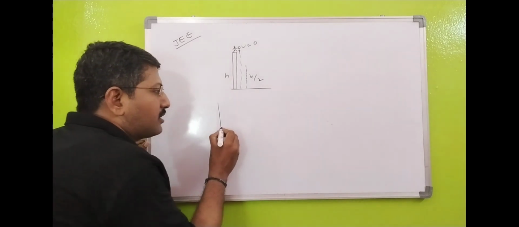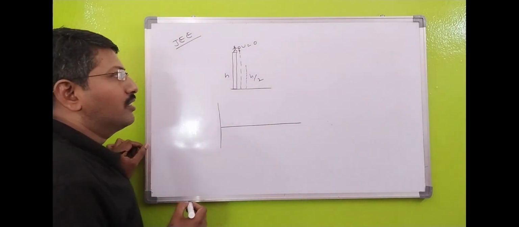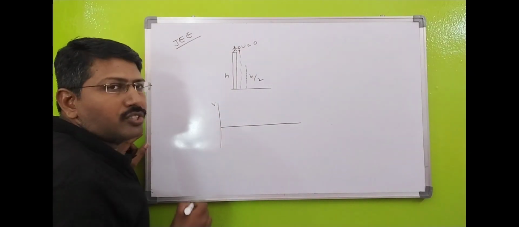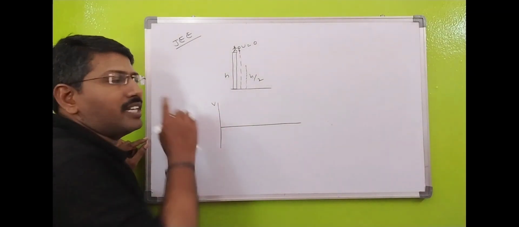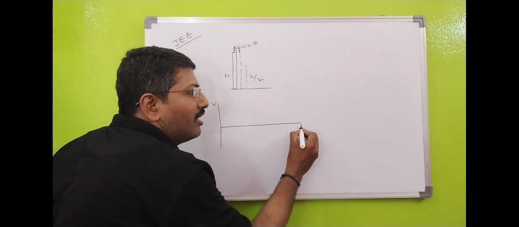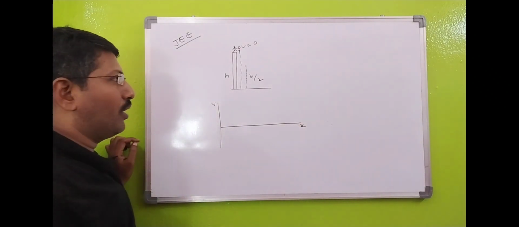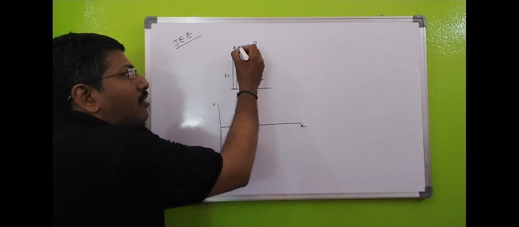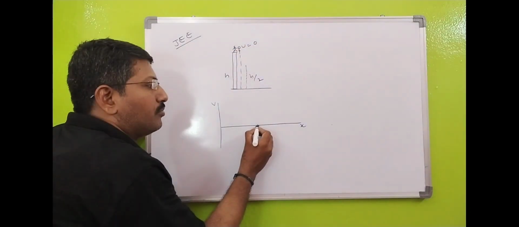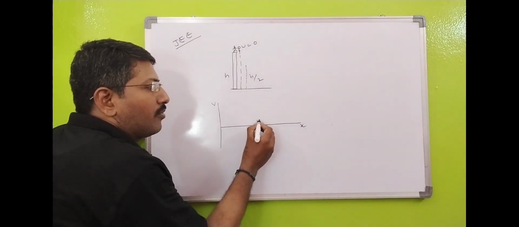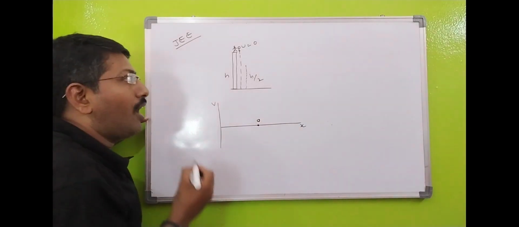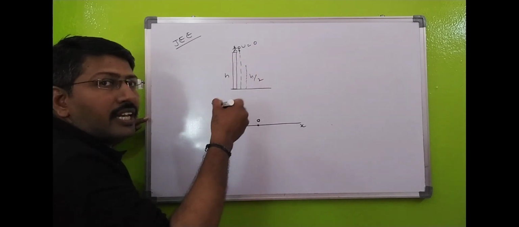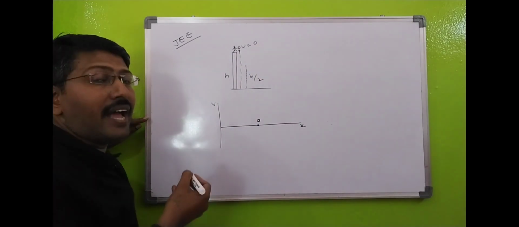Initially, I will take velocity on the y-axis. This is the velocity and distance graph. So how to draw this type of question? See here, initially velocity is 0. After that, it moves in the downward direction, and its velocity increases along with acceleration. So you will get a graph like this.